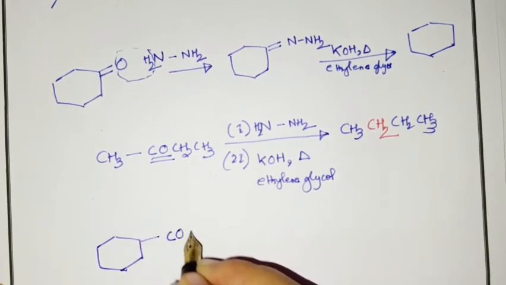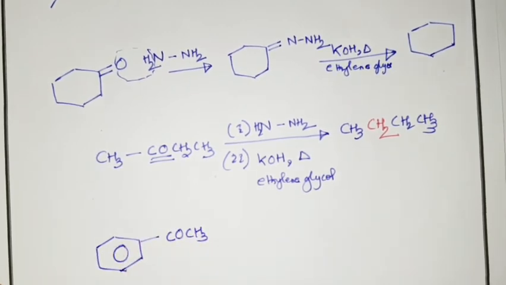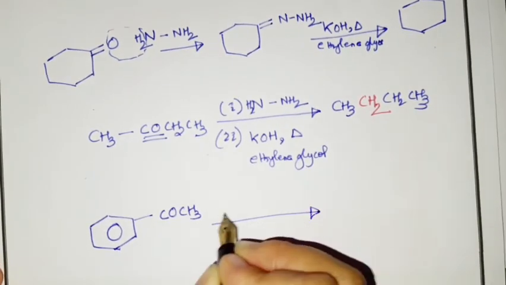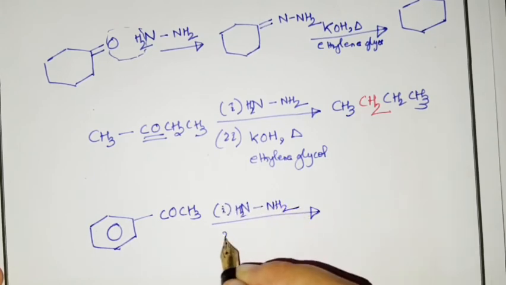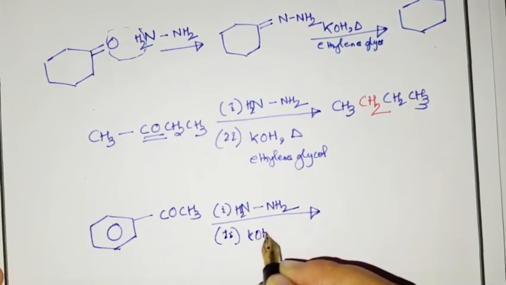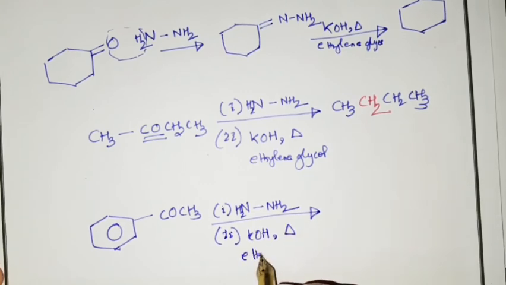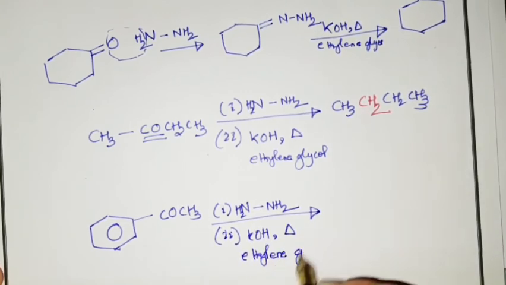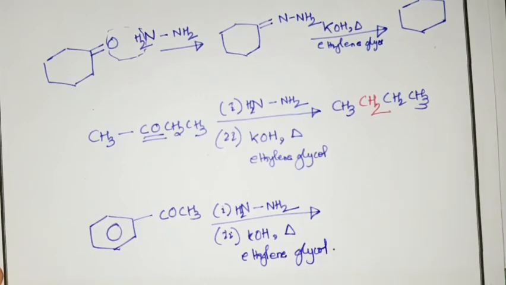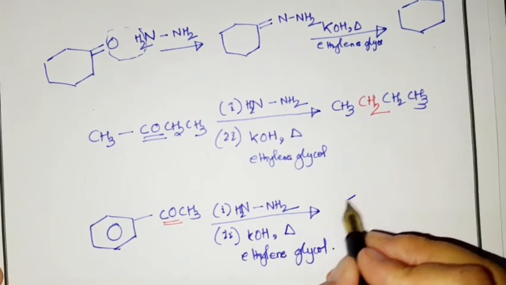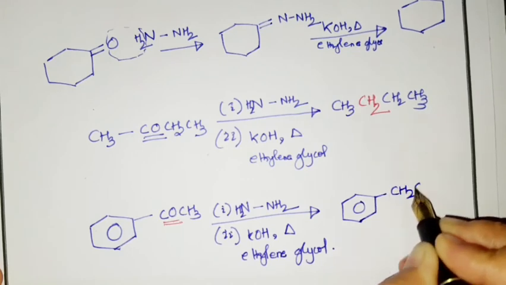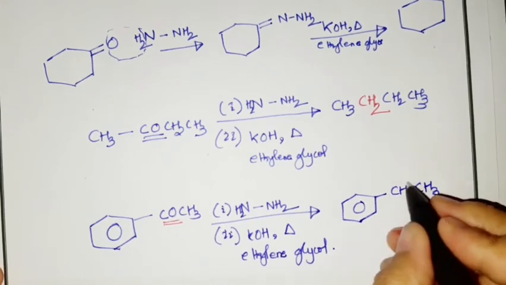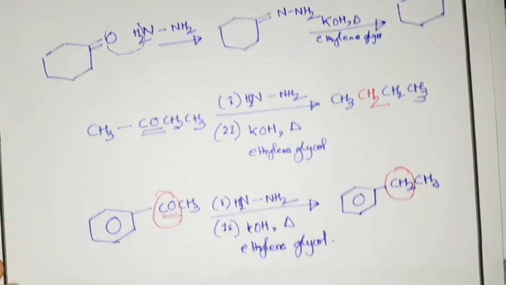Again, okay, COCH3. What will happen if you react it with hydrazine? Okay, then heating it with potassium hydroxide in high boiling solvent ethylene glycol. What will happen? Only this group will change to CH2. So we'll get CH2, then the rest CH3. Okay sir, CO converted to CH2.